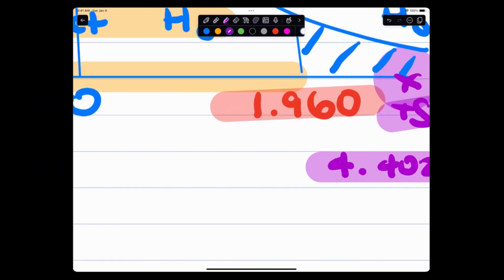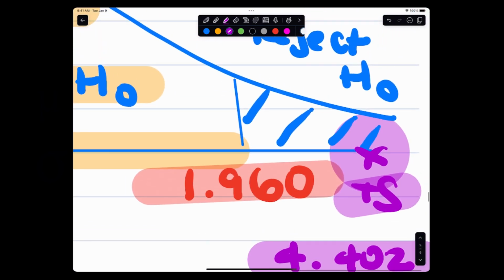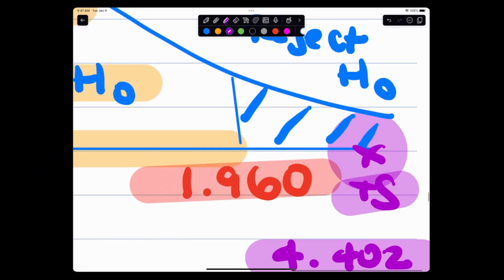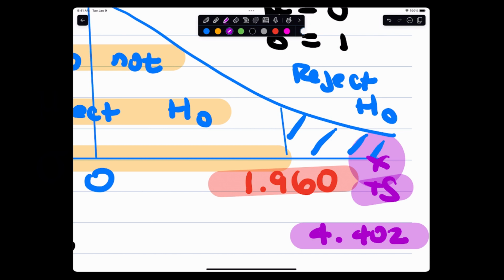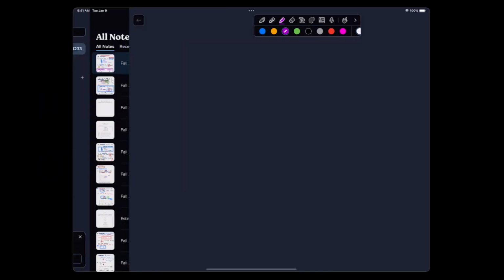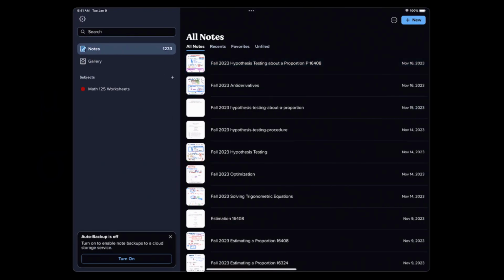It is bigger than 1.960. What neighborhood is that in? What do we label that region? Rejecting the null. Okay, let me say that again. The 4.402 is in the reject the null region. So after you compute the test statistic, you want to see where it lives on your decision rule. This is the procedure here.